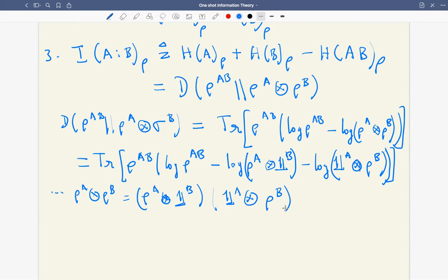If I take the logarithm, remember the eigenvalues, in fact even the eigenvectors. What are the eigenvectors of rho A tensor rho B? Take the eigenbasis of rho A, take the eigenbasis of rho B, and take the tensor basis. The tensor basis is the eigenbasis of rho A tensor rho B, and the eigenvalues are the pairwise multiplications of an eigenvalue of rho A times an eigenvalue of rho B. Now if I take the logarithm, I know the eigenbasis and the eigenvalues, so the logarithm will become a sum: log of an eigenvalue of rho A plus log of an eigenvalue of rho B. I take all possible pairs and sum the logarithms for each.